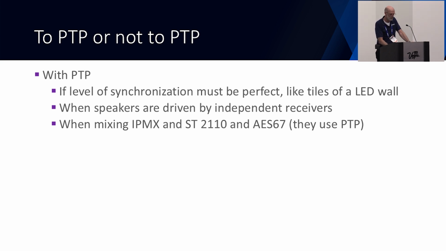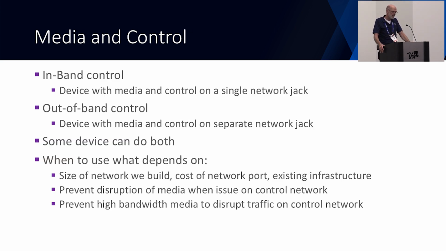Let's talk a little bit about the media and control. I'd like to do two quick definitions so that we're clear. In-band control is when the device is doing media and control on the same network port. Out-of-band control is when my device has a media port and a control port, and they're separate. So in-band, same port; out-of-band, different port. Some devices can actually do both, and when to use what depends on several factors.